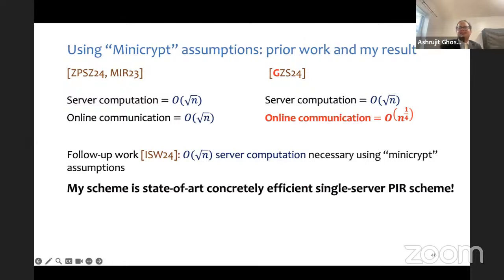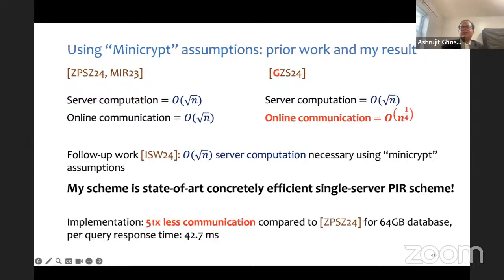This is currently the best practical single-server PIR construction, and one of my co-authors implemented it, and we found that for a 64 gigabyte database, the online communication of the scheme is almost a 50-times improvement on the prior state of the art. And to give you some concrete values, the response time for queries for a similar size database is on the order of tens of milliseconds, which, while not super practical, is more practical than prior work.